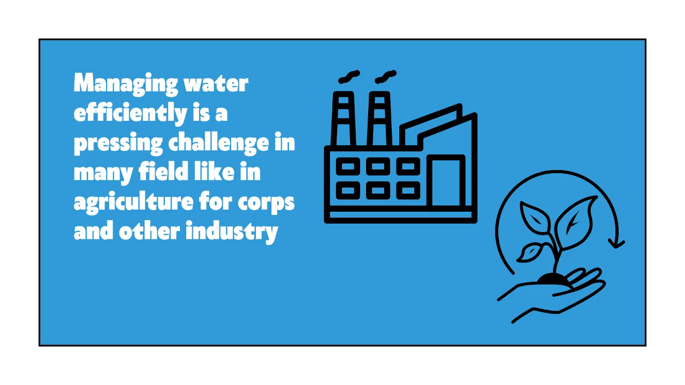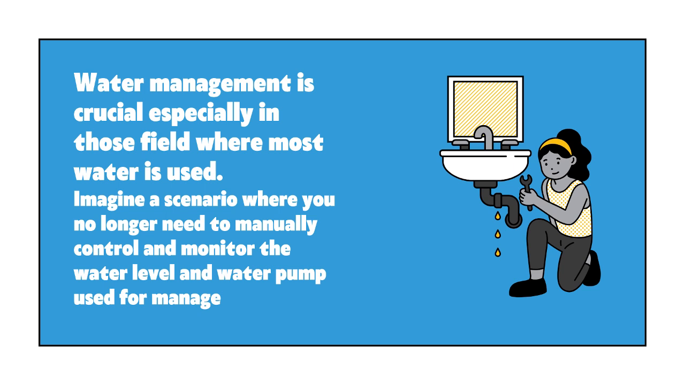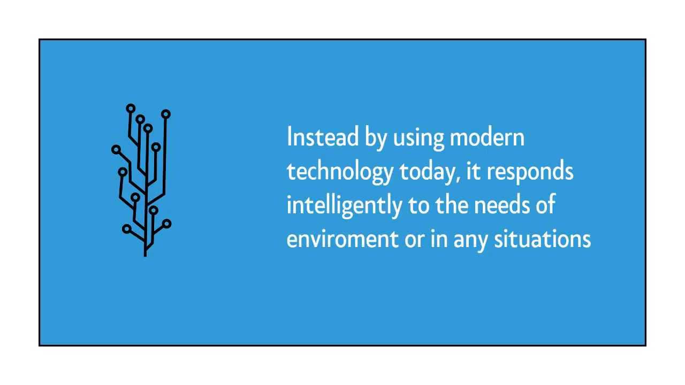Managing water efficiently is a pressing challenge in many fields, like agriculture for crops, and other industries. Water management is crucial, especially in those fields where most water is used. Imagine a scenario where you no longer need to manually control and monitor the water level and the water pump used to manage it. Instead, by using modern technology today, it responds intelligently to the needs of the environment or any situation.